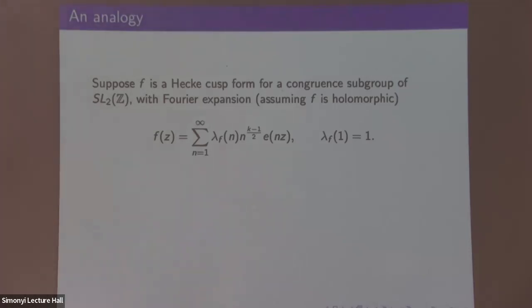So, let's say we have a GL2 cusp form. Let's write its Fourier coefficients as lambda f of n. I've scaled it, so I've pulled out this factor n to the kappa minus 1/2. That is so that the Deligne bound says that these lambdas are bounded by the divisor function. That's just the correct scaling.